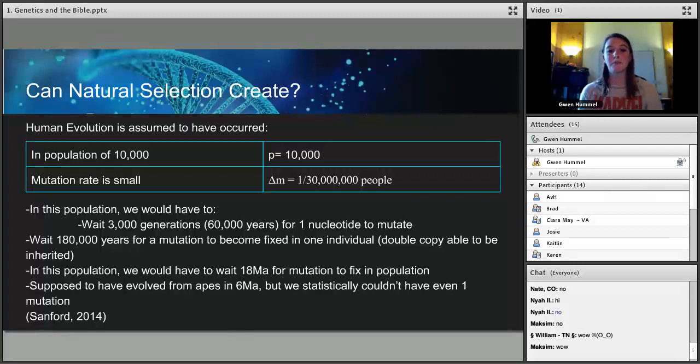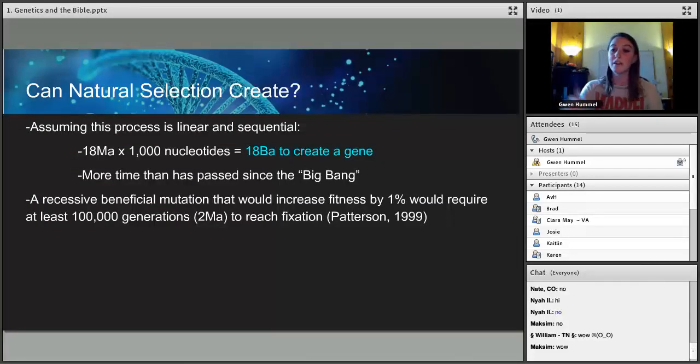Then, remember, we're supposed to have evolved from apes in 6 million years. But we statistically couldn't have even one mutation in that time. So we're supposed to be 6 million years separated from apes. But when we look at the math that evolutionists themselves have put together, we'd have to wait 18 million years for one mutation. There's no way we could have come from apes in that time frame.